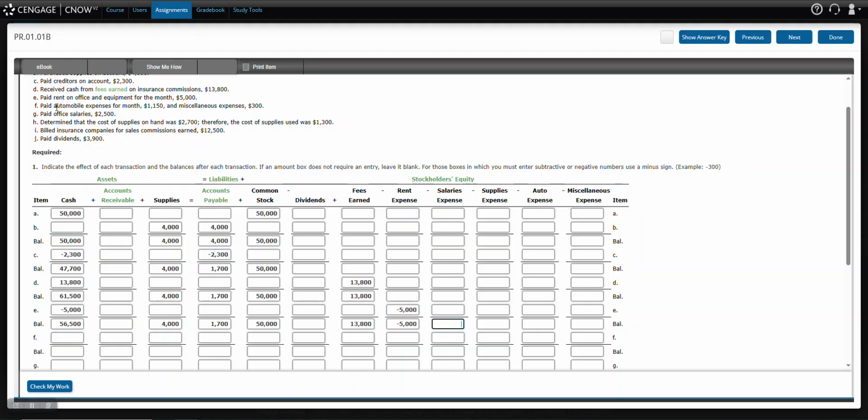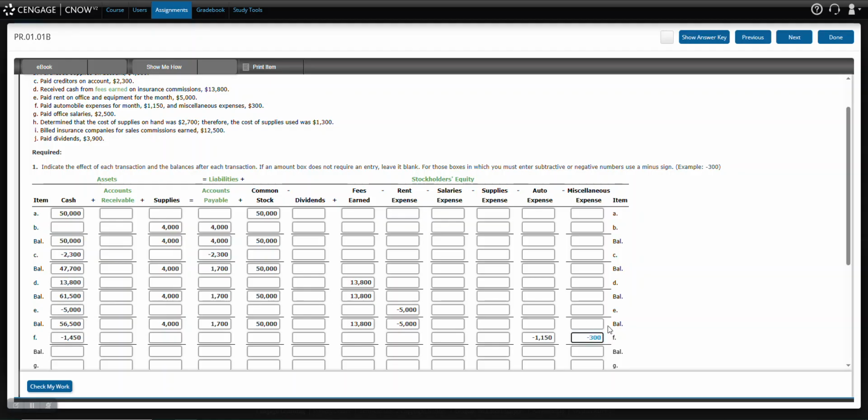On F, it says we paid an automobile expense for the month of $1,150 and a miscellaneous expense of $300. So again, we see the word paid, we know cash is involved, and we see 2 other accounts. We've got automobile expenses, which we see over here, and we've got miscellaneous, which again we see over here. So when we're looking at what we've paid in total, we've paid $1,450 in cash, but that has impacted 2 of our other accounts.